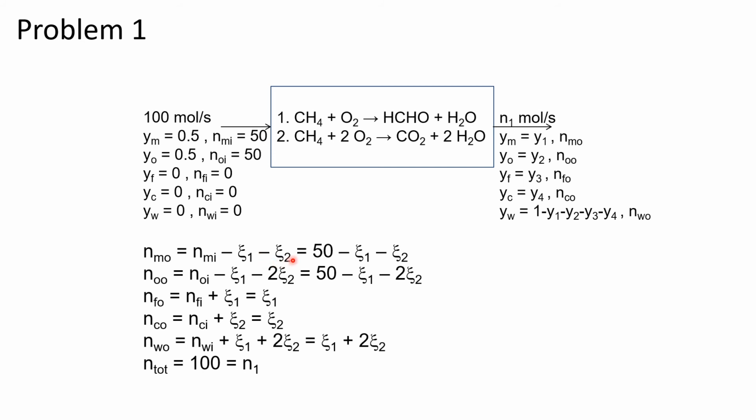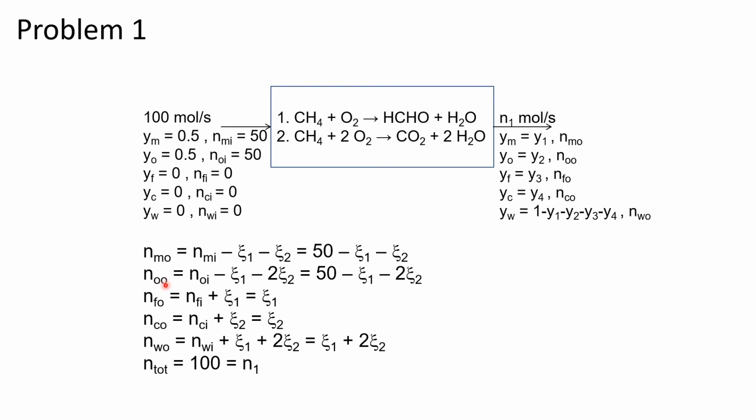We have to do the same type of consideration to determine the generation minus consumption term for the second reaction. We have to ask, is methane a reactant or product in the second reaction? It's a reactant, so we'll use a minus. The coefficient in the second reaction for methane is 1, and then we multiply that by the extent of the second reaction, Xi2. Since we know the methane in is 50, we can simply write this as 50 minus Xi1 minus Xi2.